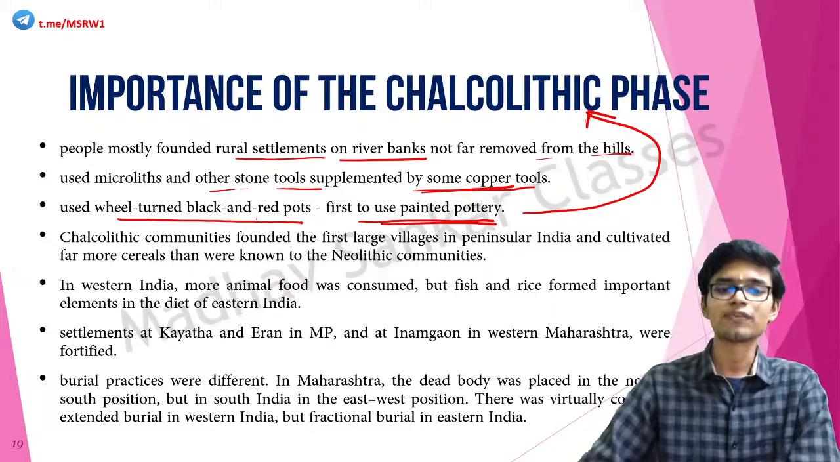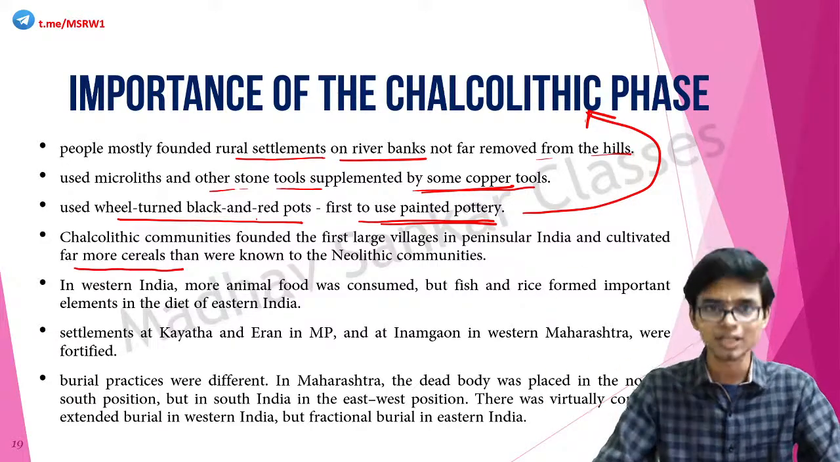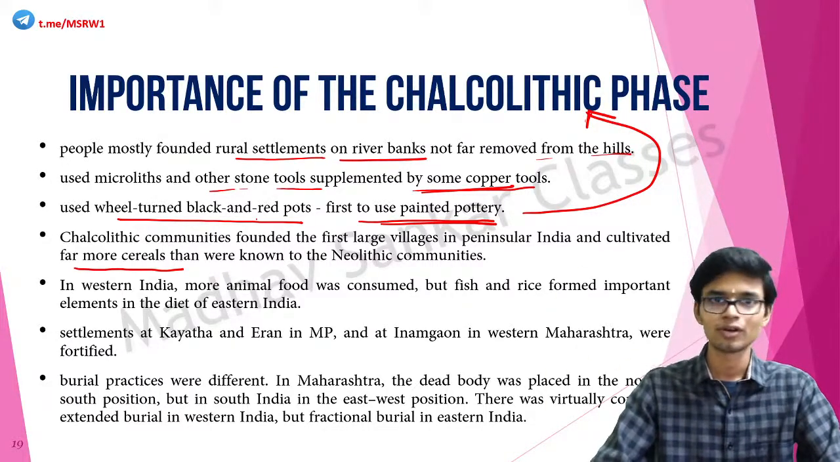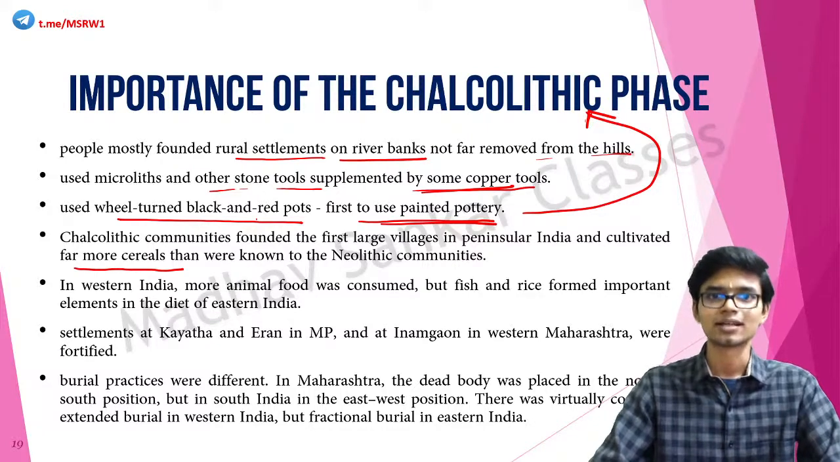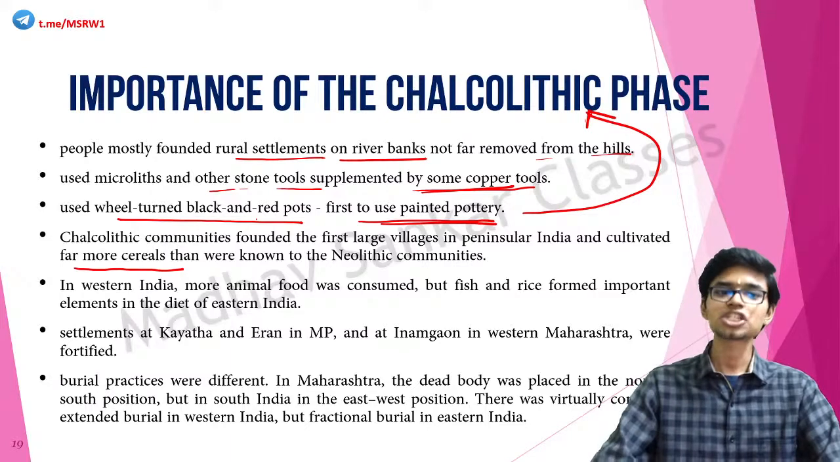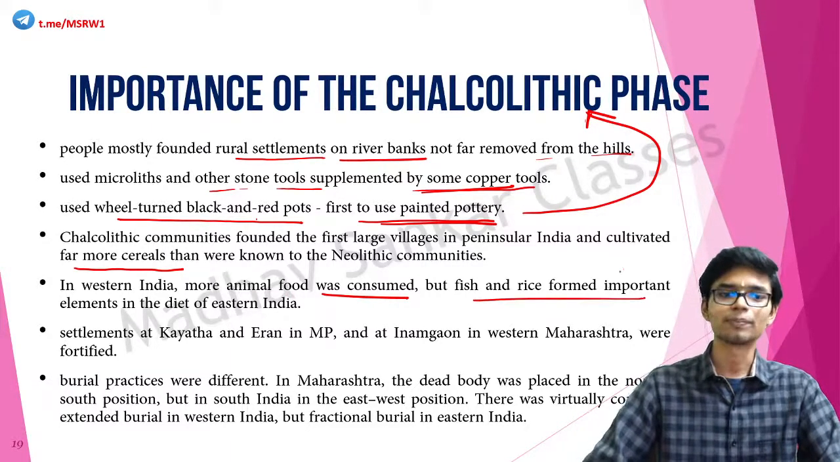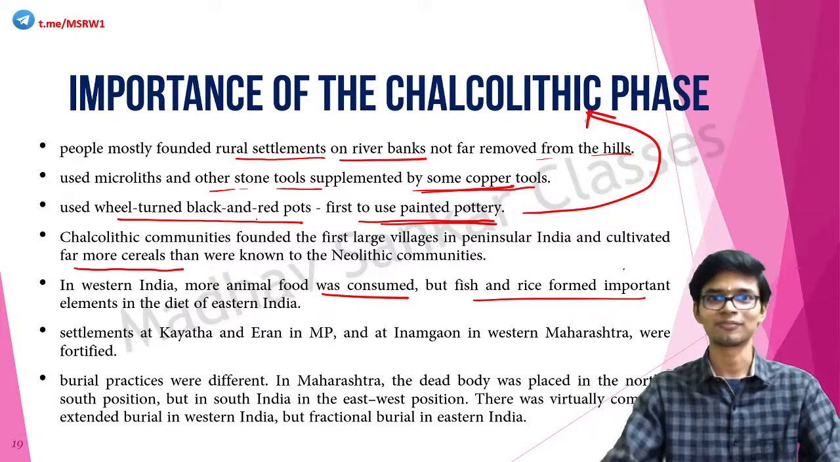Chalcolithic communities founded the first large villages in peninsular India and cultivated far more cereals than were known to the Neolithic men. That is an already established fact. We already studied that. Compared to the previous phases, Chalcolithic people had much more diversity in their agriculture and cultivated many more cereals than their predecessors. In Western India, more animal food was consumed, but fish and rice formed a prominent element in the Eastern half.